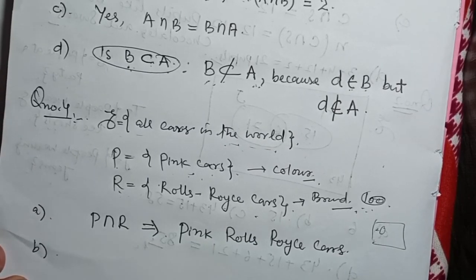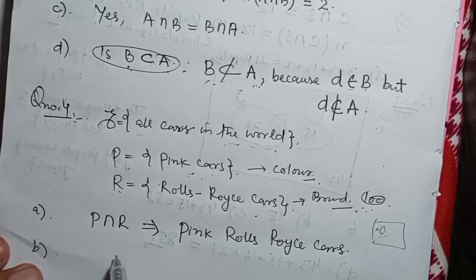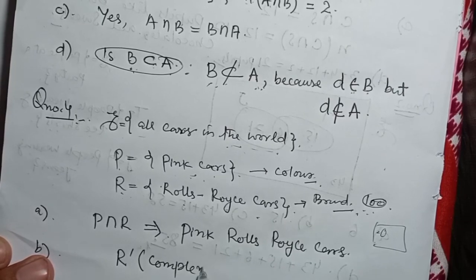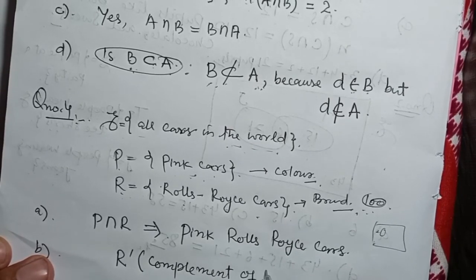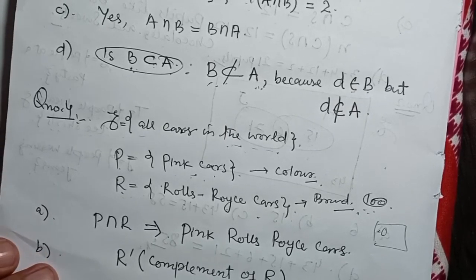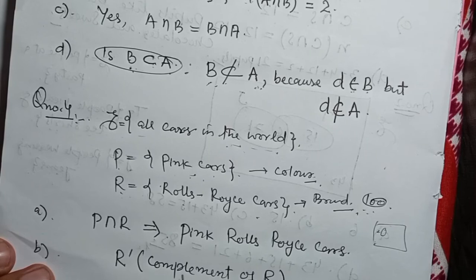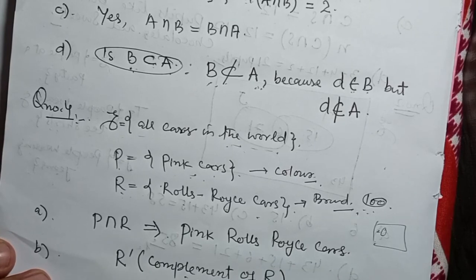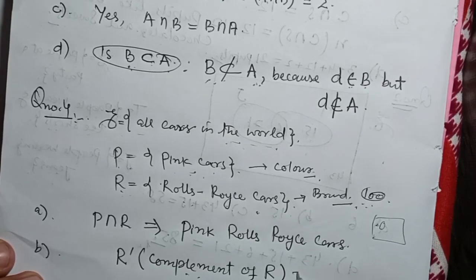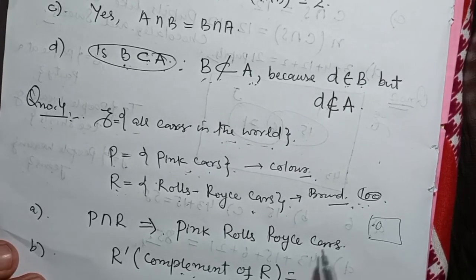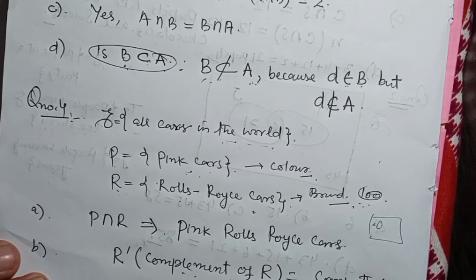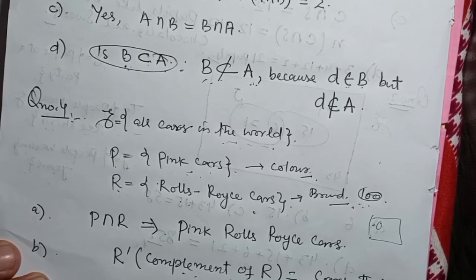And for B, describe the set R dash. R dash means complement of R. What is the complement of R in sets? Those things which are not in R. In R we have Rolls Royce cars. In R dash what will we have? We will have cars that are not Rolls Royce.